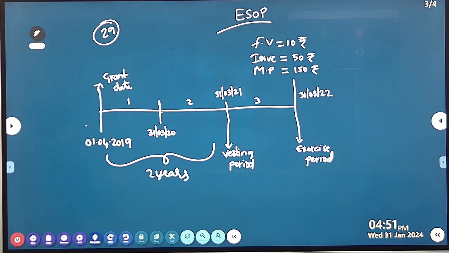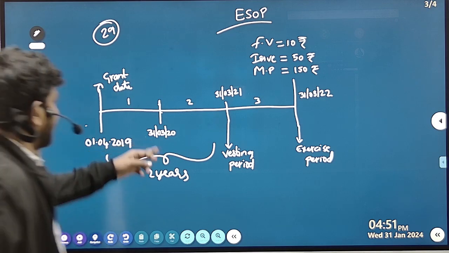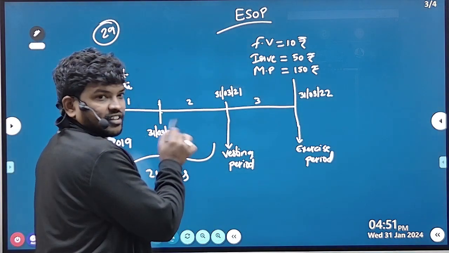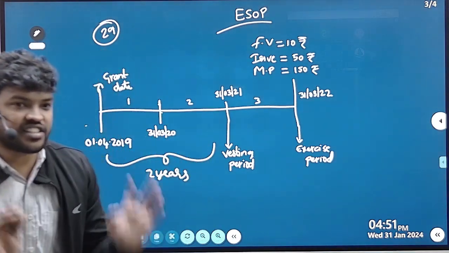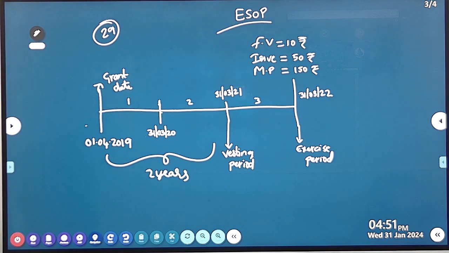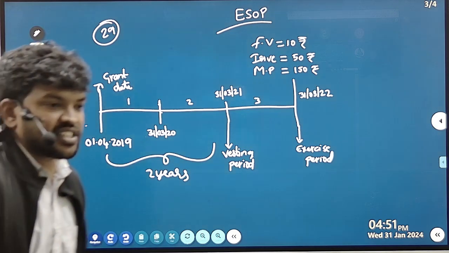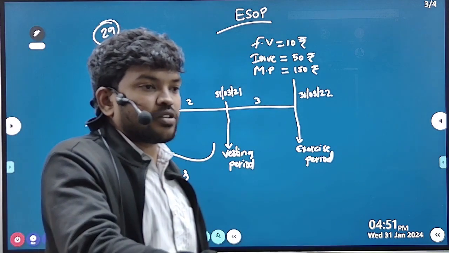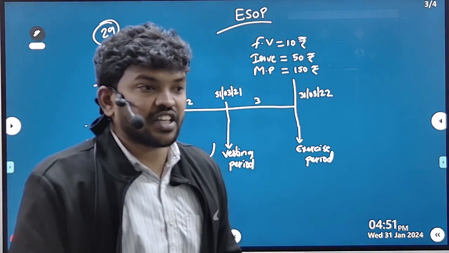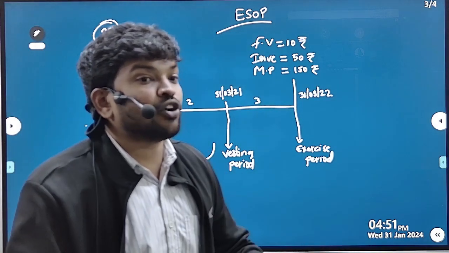But before 31st March 2021, one transaction has happened. When? On 1st April 2020 itself. Understood? What happened the next day? Some transaction happened, read it once. On 1/4/2020 600 unvested options were lapsed. Unvested. Sir, vesting is nothing but you have to satisfy certain conditions. Unvesting is nothing but they did not satisfy.